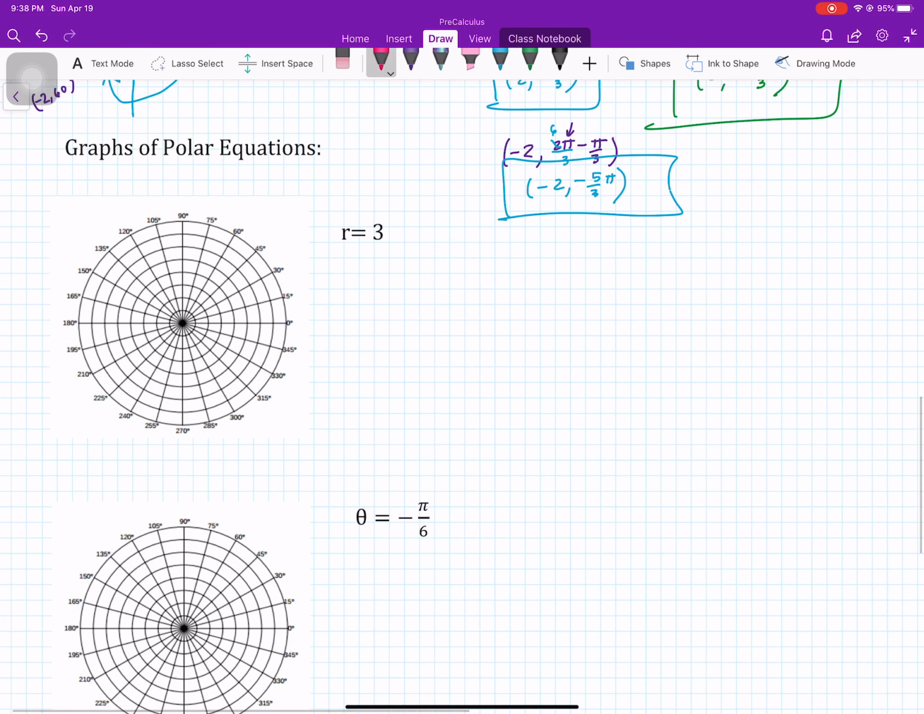Now let's talk about graphs of polar equations. And there's 2 main graphs that I want you to be able to recognize right now. One, this first one, just says the radius is 3. Which means that I don't really have a specific angle I'm looking for. I just want the radius of this circle to be 3. I want the set of all points that have a radius of 3. So all you do is go to your third ring, 1, 2, 3, and draw your third ring.